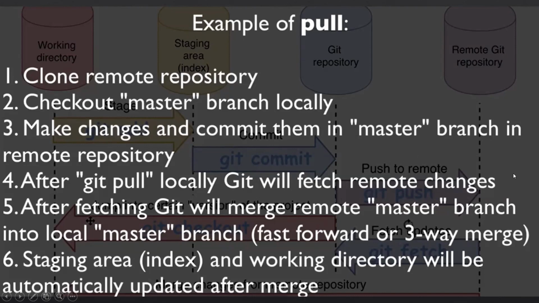Make changes and commit them in master. Like I have added extra changes and committed them in the master branch in the remote repository. I will go to the public repository part, the remote repository on a public server, where we can commit something. After that, git pull locally. You will use git pull locally and it will fetch remote changes. After fetching, git will merge the remote master branch into the local master branch, fast forward or three-way merge. The staging area, index and working directory will be automatically updated after the merge.